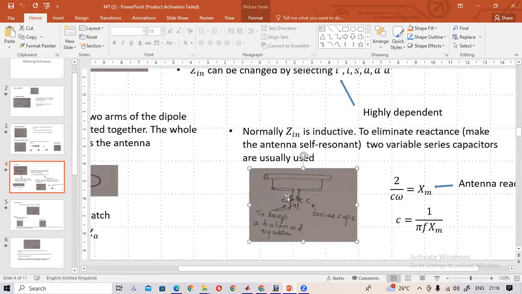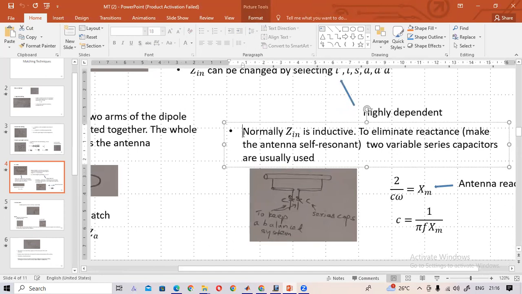And there's another technique. Normally, I told you that the input impedance of an antenna is inductive. So if this is a dipole antenna, it is inductive. Actually it is around 33 plus j46.6 or something. I can't remember exactly, I will tell you.